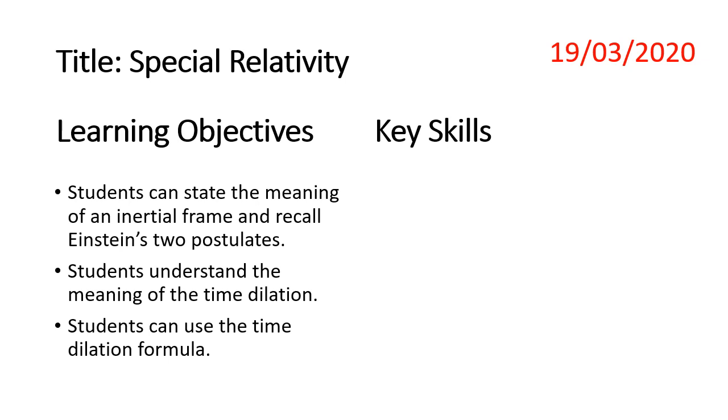Hello. In this video we're going to cover special relativity. This is the theory put forward by Einstein to explain the apparent contradiction between the results of the Michelson-Morley experiment and Galilean relativity. By the end of this lesson, students should be able to state the meaning of an inertial frame and recall Einstein's two postulates. Students should understand the meaning of time dilation and should be able to use the time dilation formula.